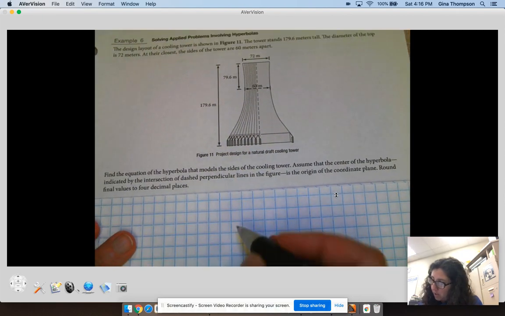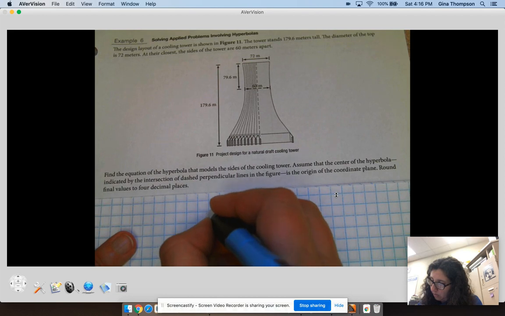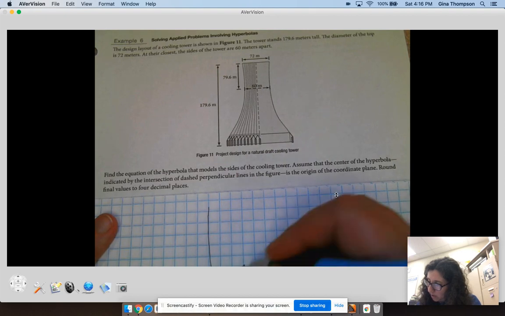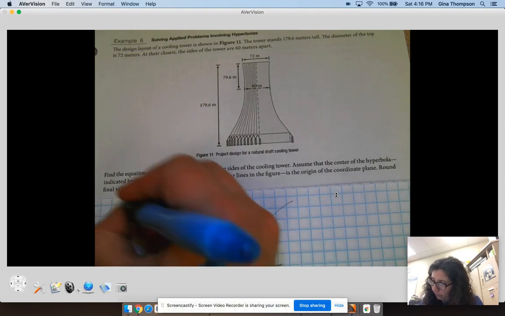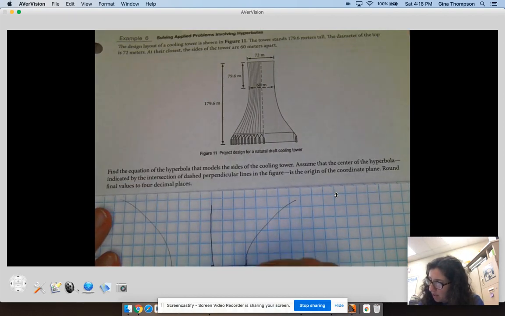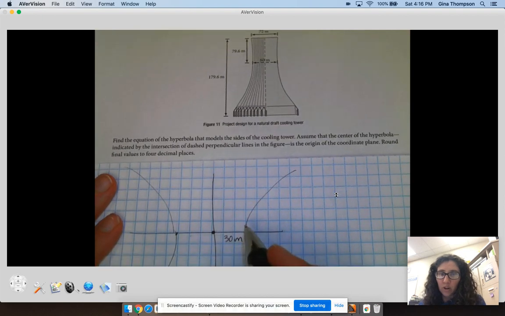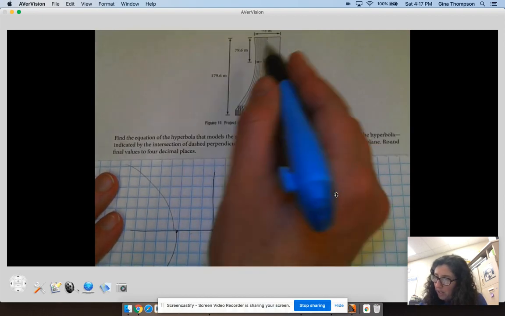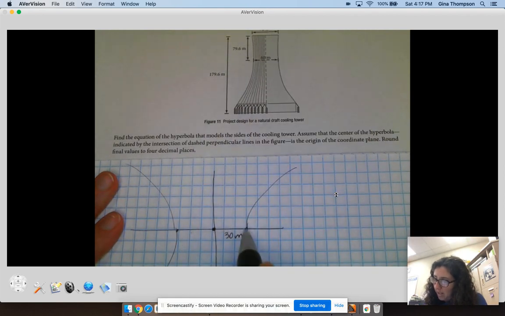So let's do a quick graph here. Let's assume that this is the center, and let's say these are the vertices, and it goes like this. They tell us that this distance is 30 meters, right? Because the whole distance across is 60. This whole thing is 60, so this distance here is 30.